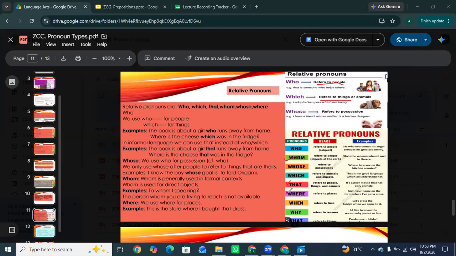Okay, and the next one is where. Use where to connect a place to more description, for location, addresses, or a physical spot. Like: this is the store where I bought that dress. Okay, the next one is when. For example: the year when we graduated. It basically shows the time. And why is basically used for reasons, like: the reason why I called you.